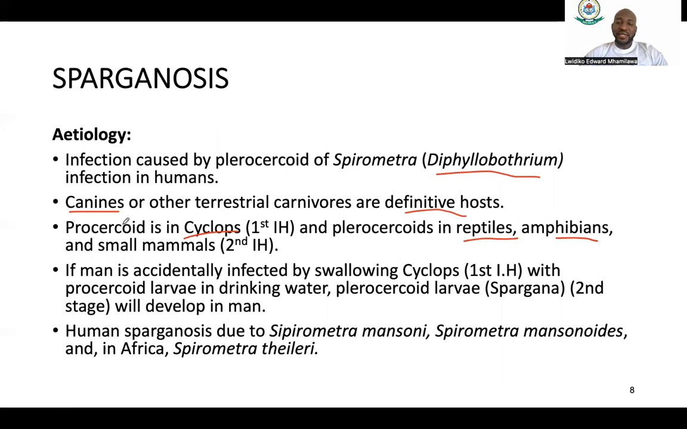Or if you ingest or get in contact with reptiles that are infected with plerocercoids, that's when you get this infection. Now, for man, if man accidentally swallows a Cyclops, which is the first stage, they can get the procercoid larvae, and the plerocercoid larvae will develop in man, causing a disease known as sparganum. I'm going to show you how this one looks in a moment. Human sparganosis is due to Spirometra mansoni or Spirometra mansonoides, and in Africa there is Spirometra theileri.